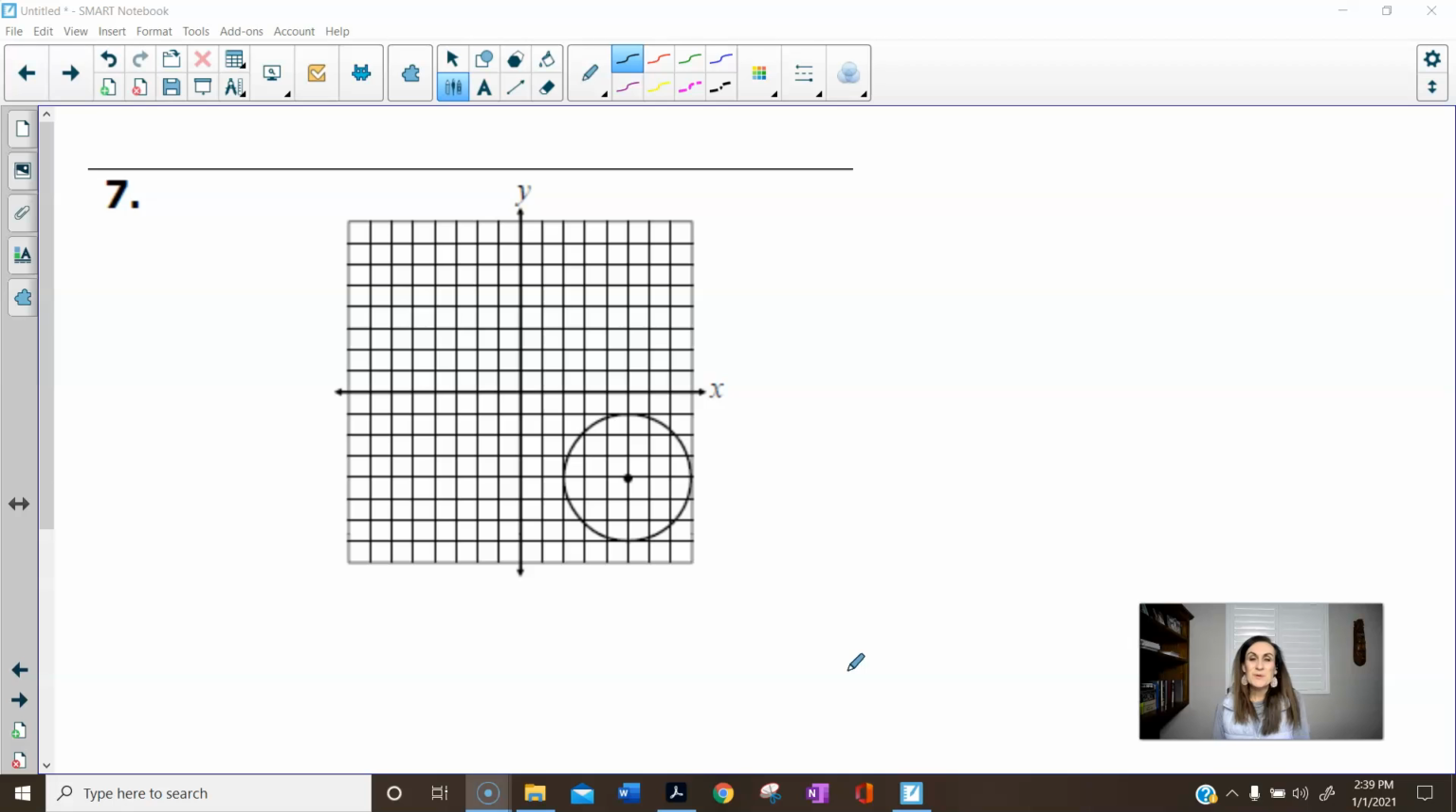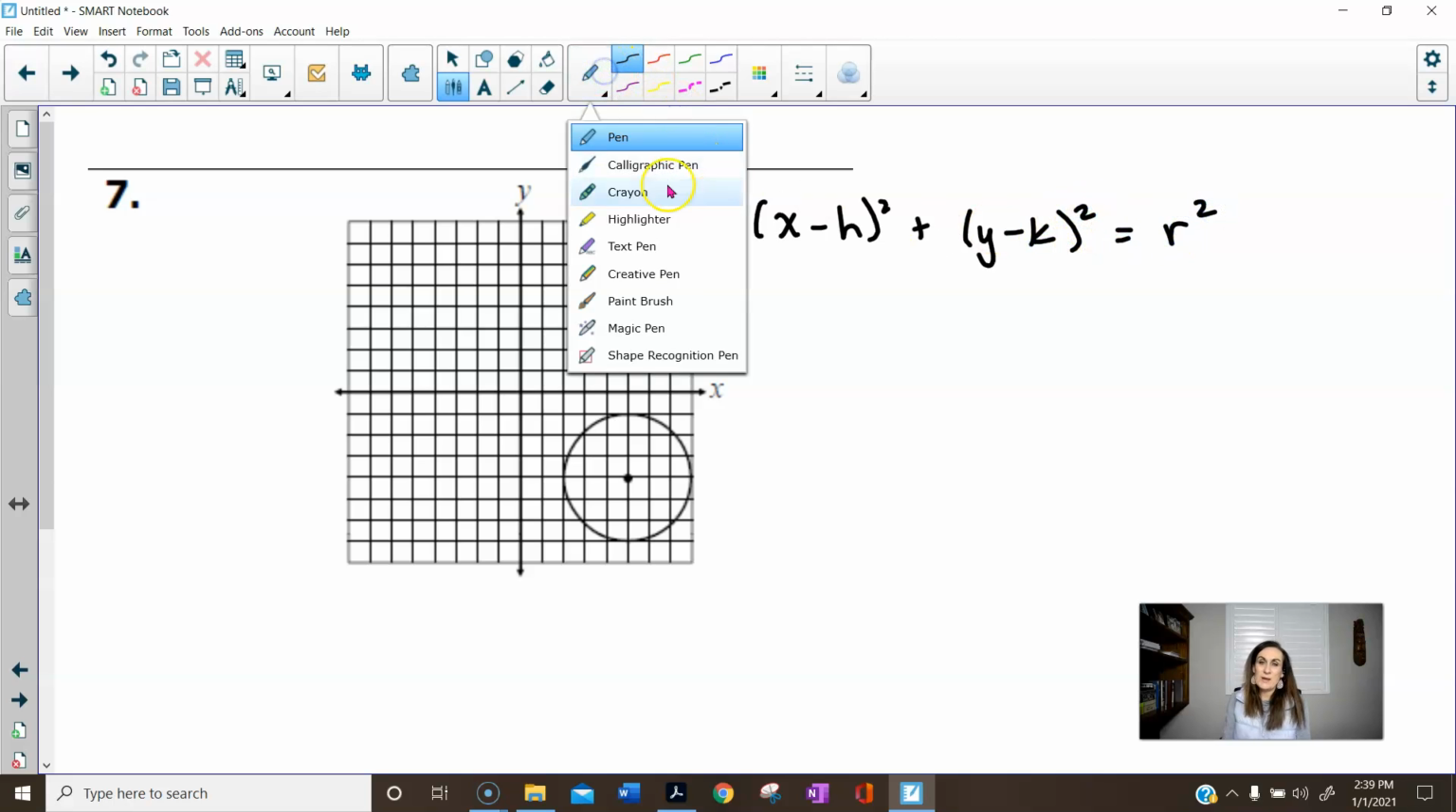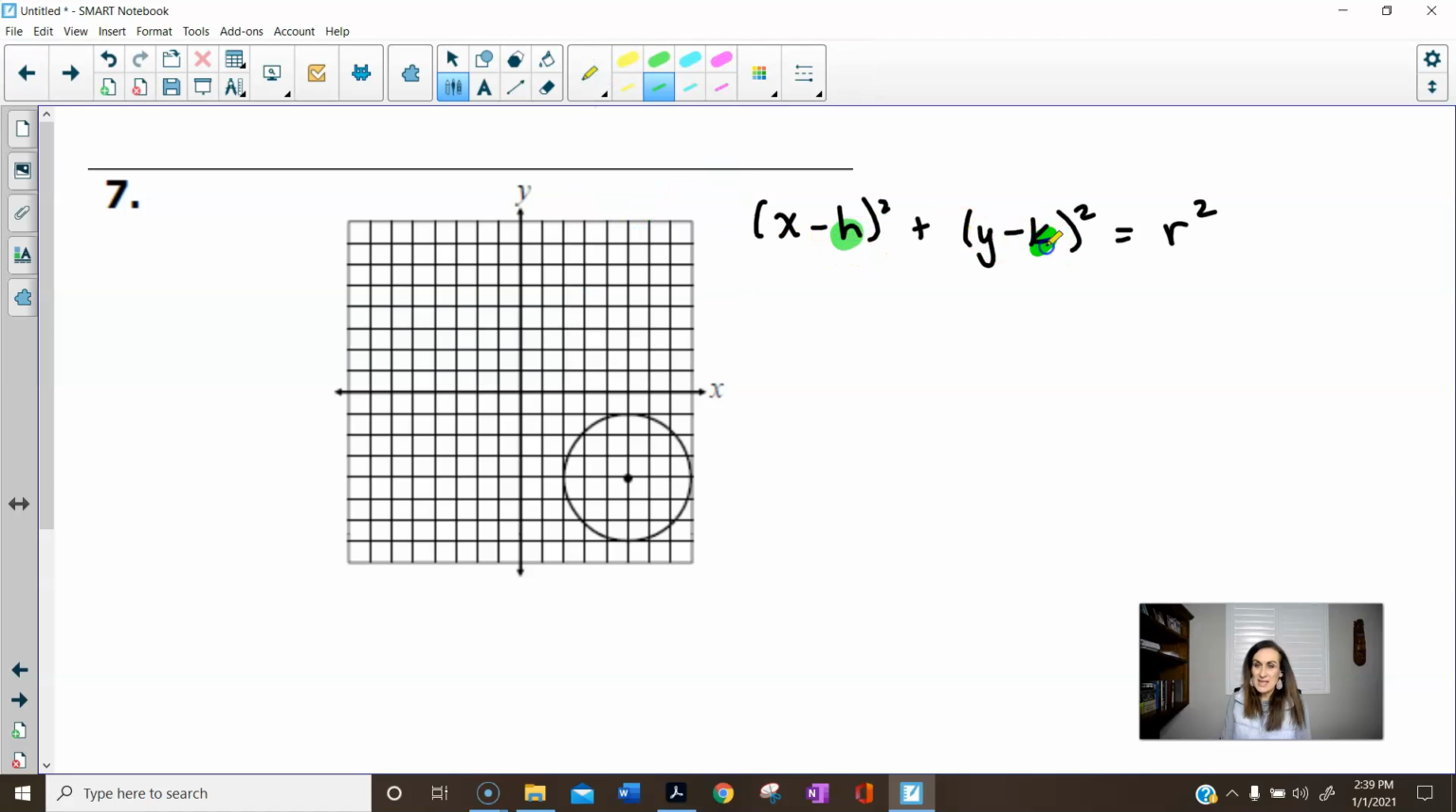So looking at number 7, we're going to write the equation of this circle. So just a reminder again, the equation of a circle is x subtract h squared plus y subtract k squared is equal to r squared. And when you write the equation, you have to put in h and k and r. So looking at the picture, HK is the center, and so let's figure out the coordinates of that middle. So it's right 1, 2, 3, 4, 5, and down 1, 2, 3, 4. So this is 5, negative 4, and that's what H and K are.